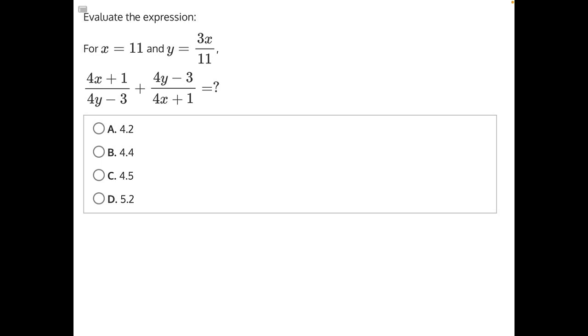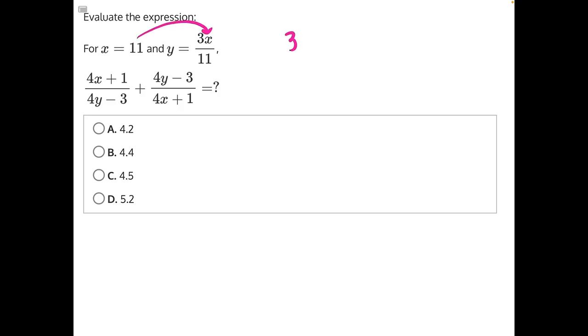To solve this question, we need to substitute in our known variables x and y into our equation so that we can evaluate its value. But before we do that, one of our known variables includes our other variable, and so we need to simplify that down first. What we need to do is grab our x and plug it into our y function.